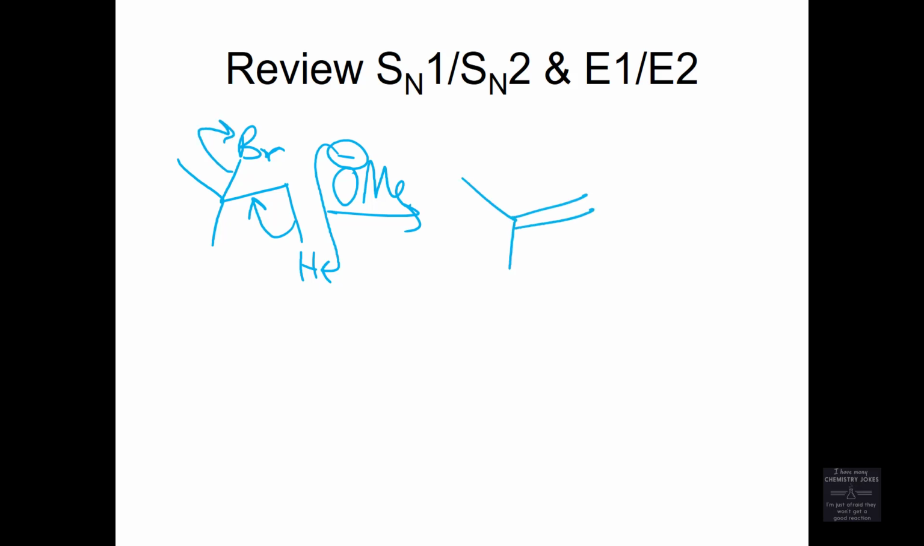The fancy word for all that happening at once is concerted. E2 is a concerted mechanism. One step, all at one time. Pluck an alpha? Nope. Pluck a beta hydrogen, and dump in electrons, kick out your leaving group.